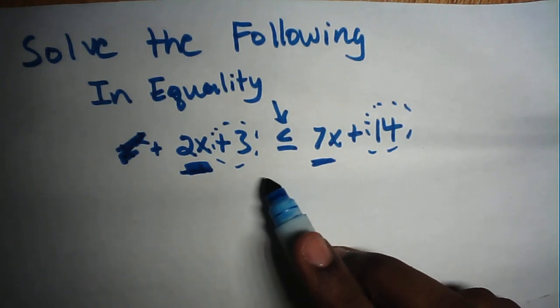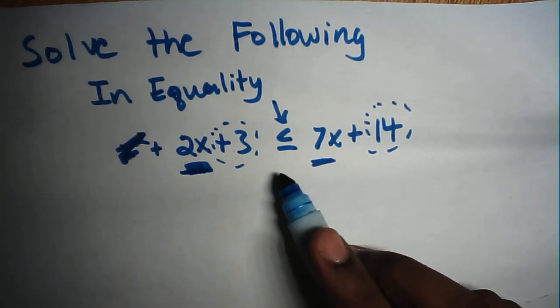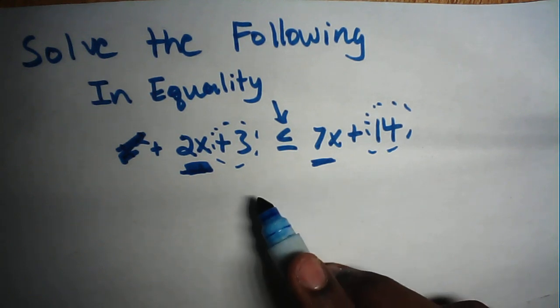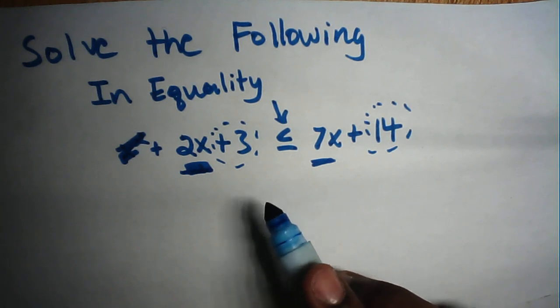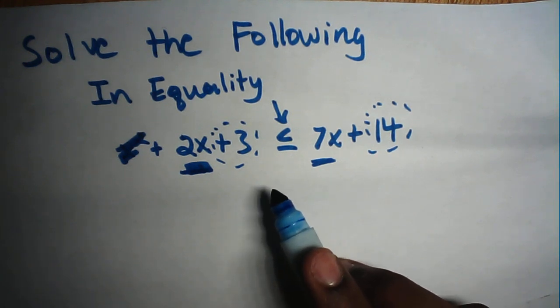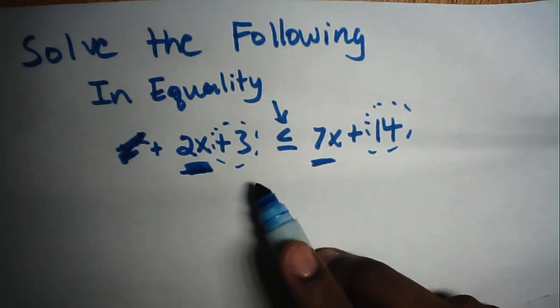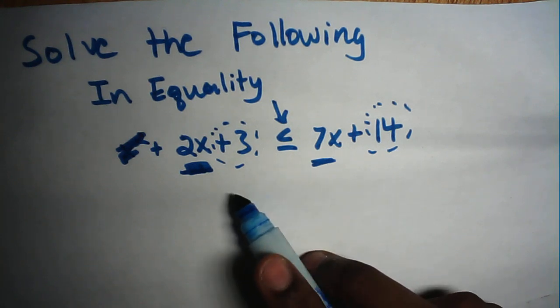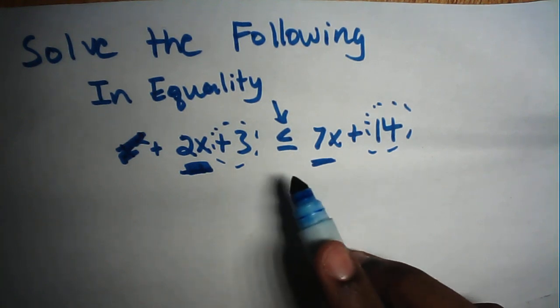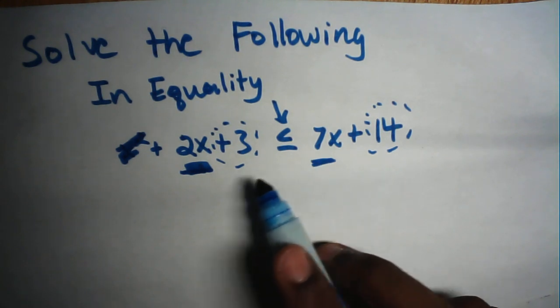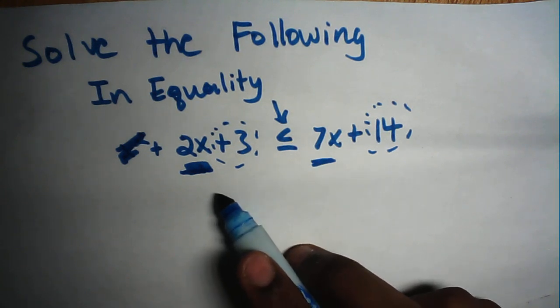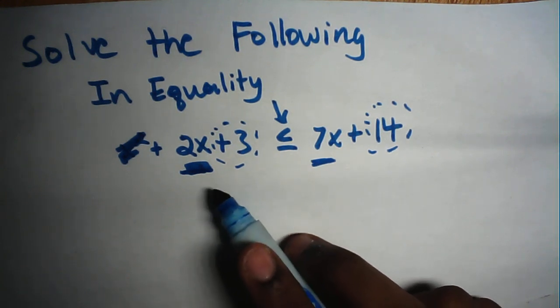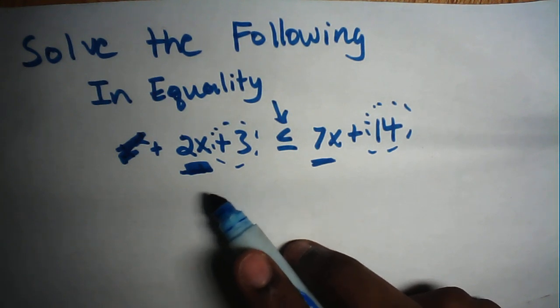So now the question is, which way do we go? What do we move first? And the answer is any one. You just need to make sure that the terms that are the same are on the same side, okay? It doesn't matter which one. I can decide to move the 2x over to this side, or I can decide to move the 7x to this side. I'm going to move the 2x because I see that the 2x is smaller, but it doesn't matter which one.